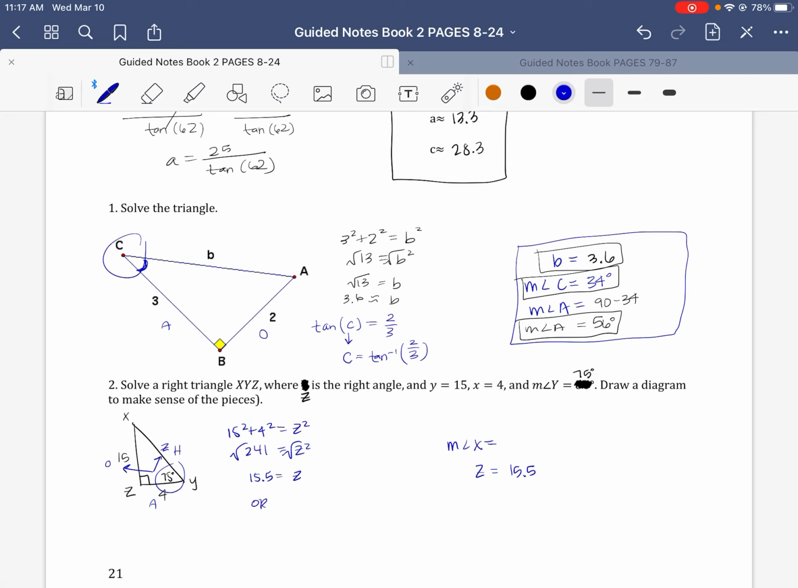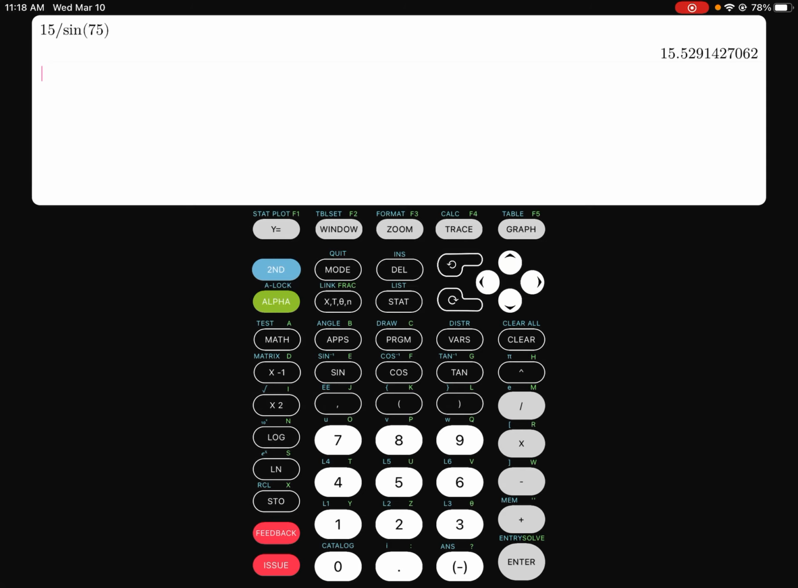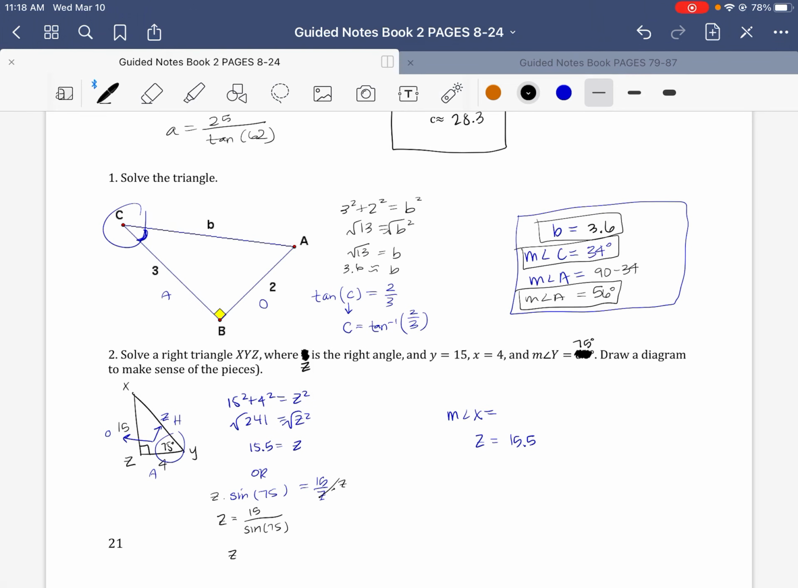So you don't need to do both, but just so you're aware, we could do sine of 75 is equal to 15 over z. And then we're just solving this. So times by z, and z is equal to, we're going to divide by sine of 75. And when you plug that in, 15 divided by the sine of 75, we should end up with, again, about 15.5. So either way, you can use trig functions or Pythagorean theorem. Everything is fair game at this point, as long as it's applicable.